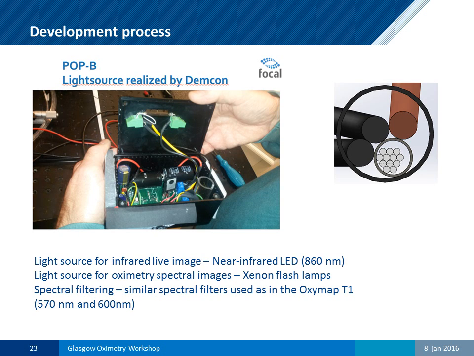The light box was custom engineered for us. We're using a light source for infrared live imaging, which consists of a near-infrared LED of 860 nanometers. We're using xenon flashes for illuminating the eye, and spectral filtering similar to the Oxymap T1 at 570 and 600 nanometers. To get the light to the handheld unit, we're using 12 fibers. 4 are reserved for the infrared, and the other 8 are for the xenon flashes.